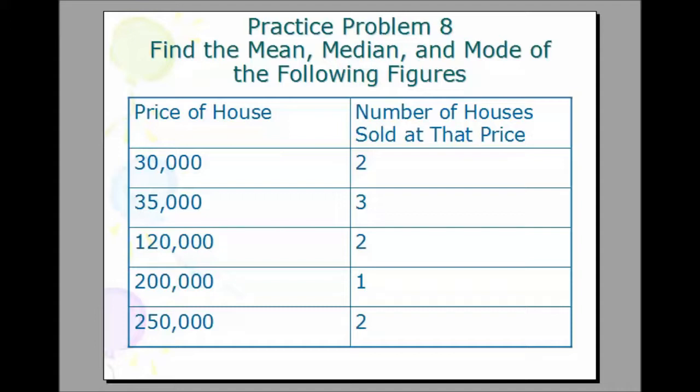Practice problem 8. Find the mean, median, and mode of the following figures. We're given the price of a house and the number of houses that sold at that price.